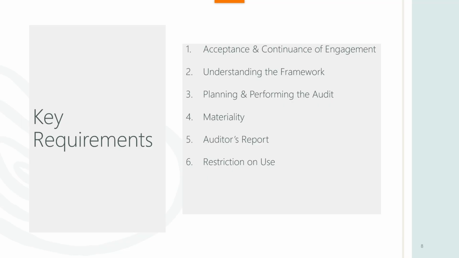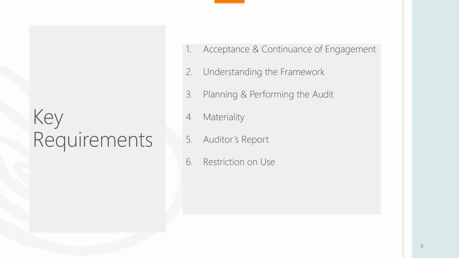Now let's understand the second point, understanding the framework. The auditor must understand why the special purpose framework is used and how it differs from a general purpose framework. The auditor also considers whether the disclosures are sufficient to avoid misleading users. For example, tax-basis financial statements may not include accruals or fair value, so users must be aware of these limitations.